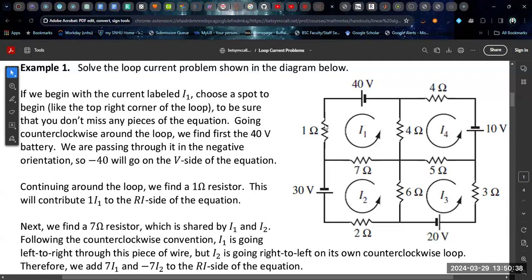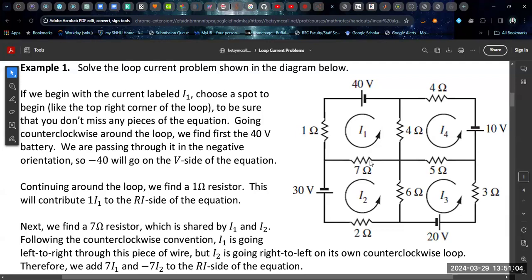Now we've encountered a 1 ohm resistor. And so we're going to add that to the Ri side, the other side of our equation. Now, this resistor is not interacting with any other currents in our diagram that we're going to be using. So this is just 1 ohm resistor times current I1. And then we continue around our loop.